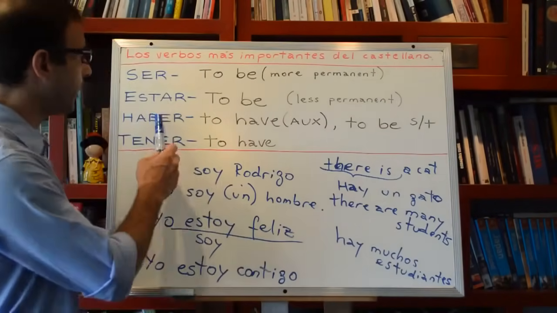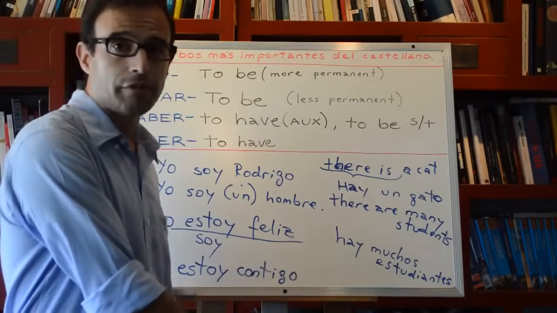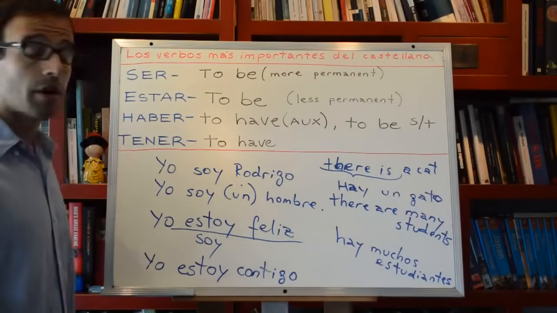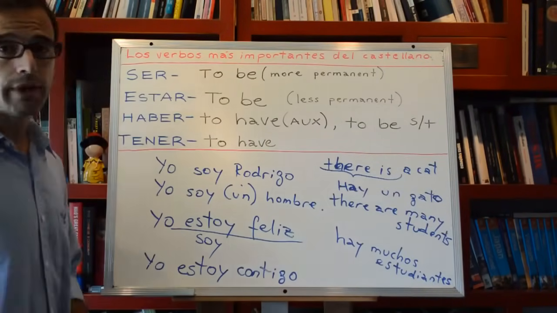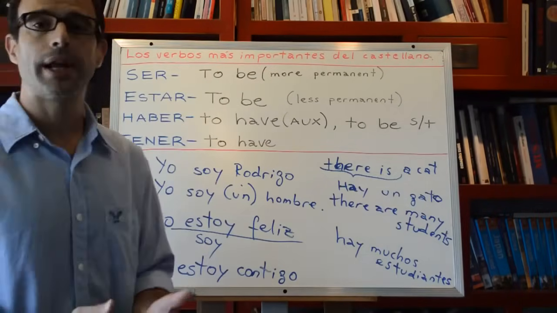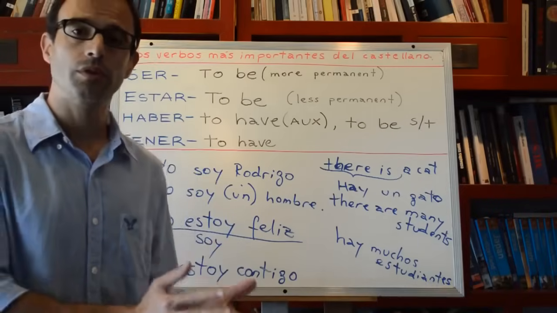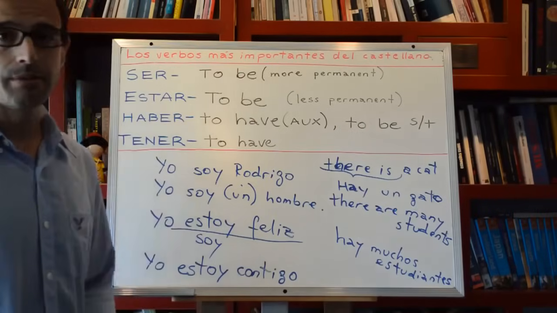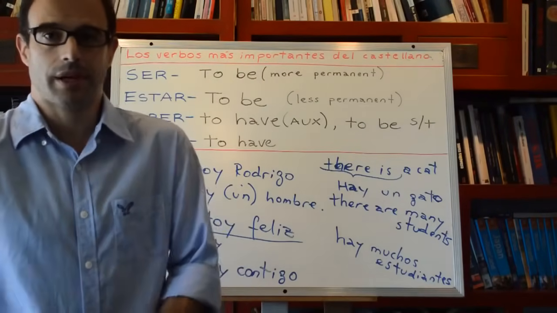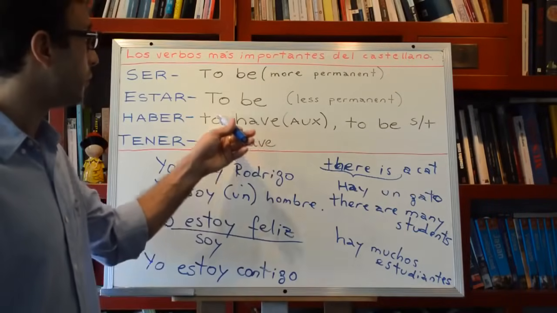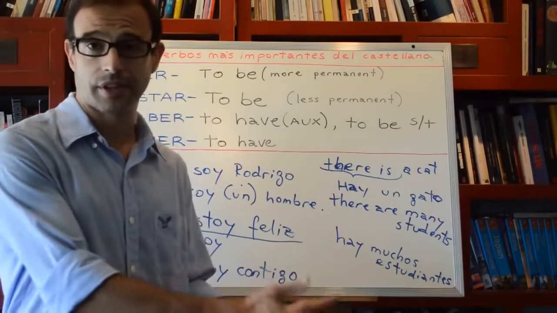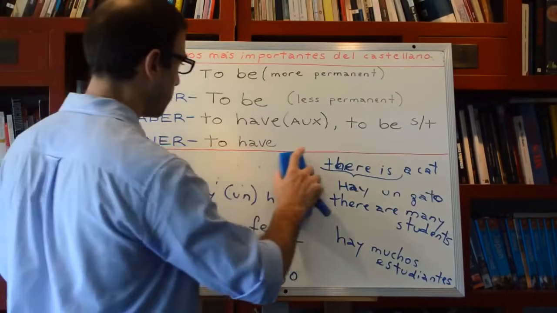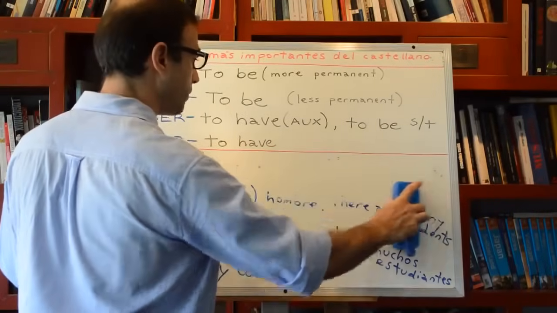Okay, so haber is used as an auxiliary verb and for saying there is or there are. Now, our last verb, ahora nuestro último verbo es el verbo tener. ¿Para qué usamos el verbo tener? What do we use the verb tener for? Tener literally means to have something, not as an auxiliary verb as here, but as the verb per se. So, for example, let me erase the whiteboard to make some space.